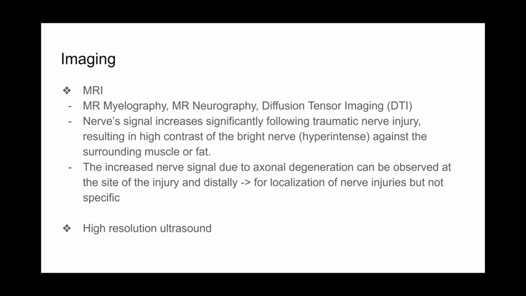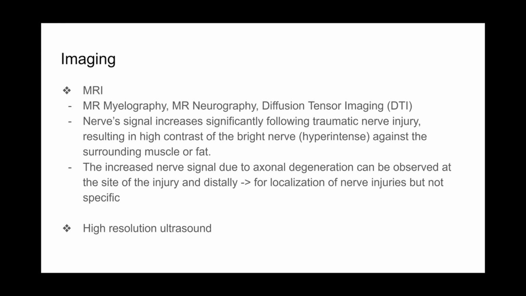Apart from neurophysiological study, we can also do some imaging to guide us into whether this patient has a nerve injury. The most common imaging modality used is the MRI, and MR myelography, MR neurography, or diffusion tensor imaging are the MRI modalities used to study nerve.